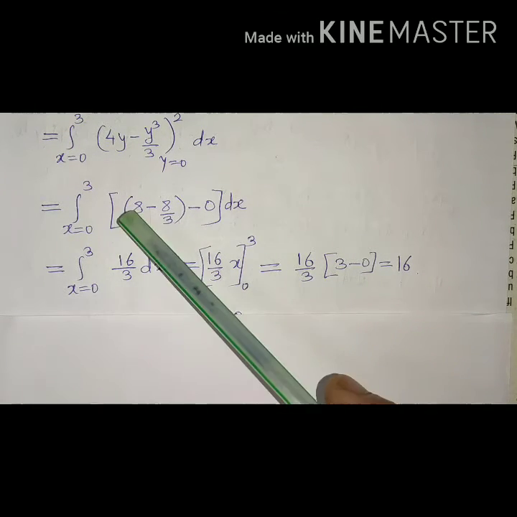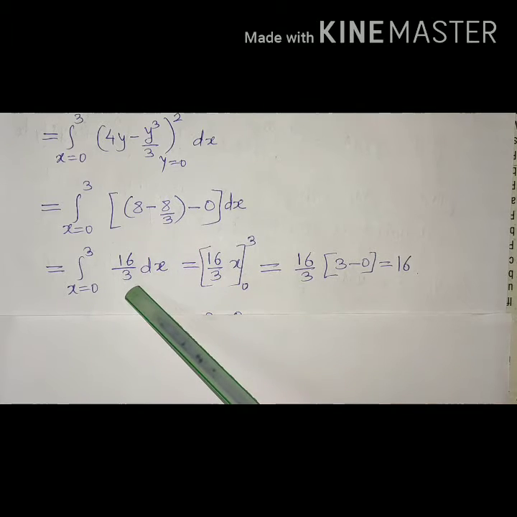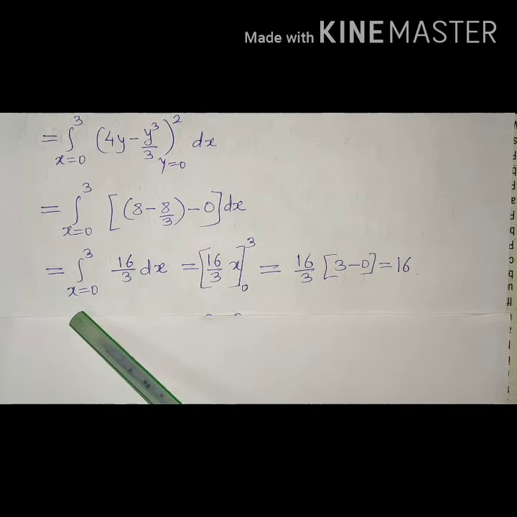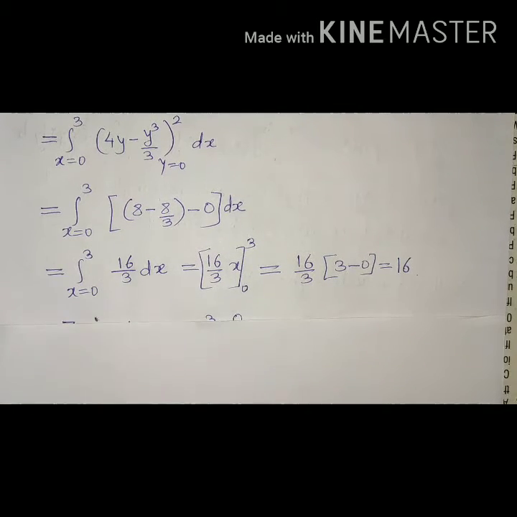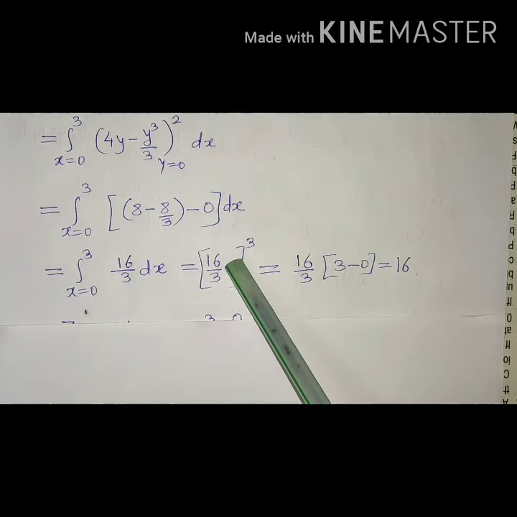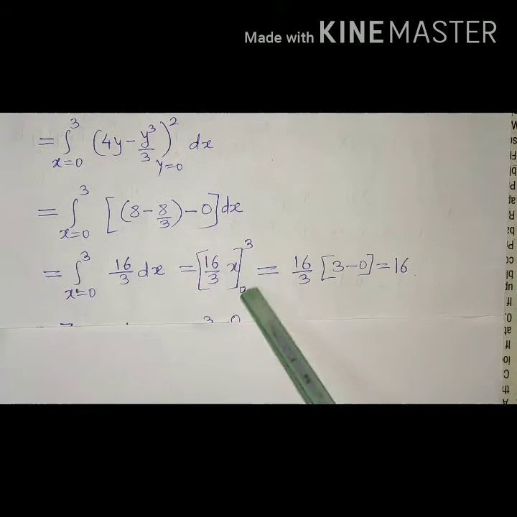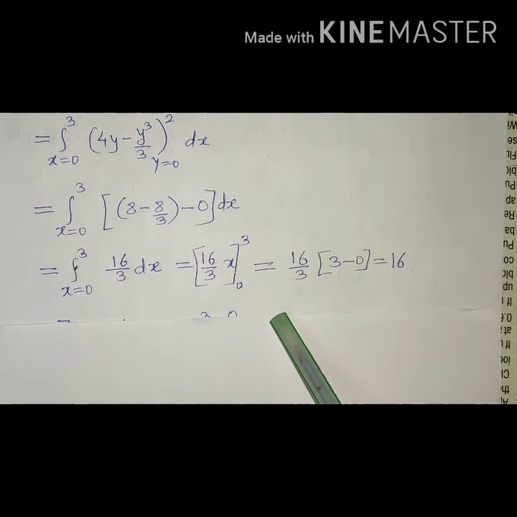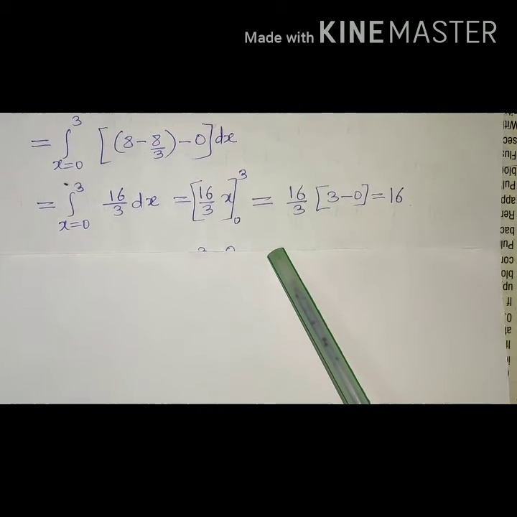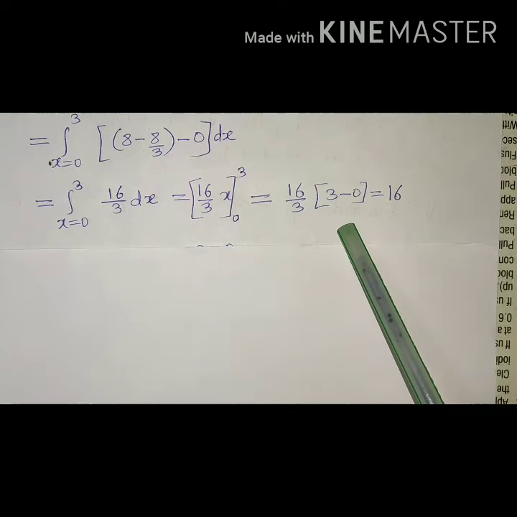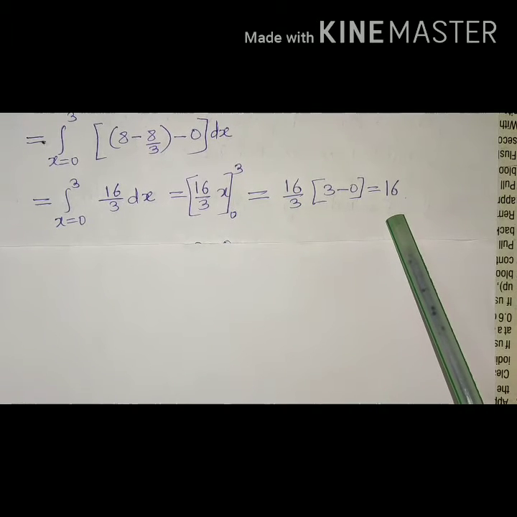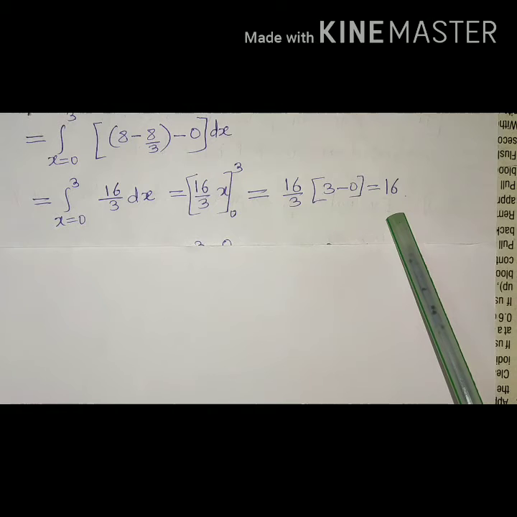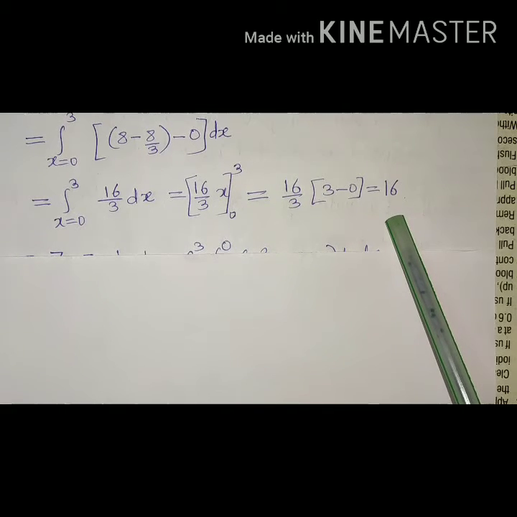equal to, we got 8 minus 8 by 3, which means 16 by 3, and we are integrating it with respect to x from 0 to 3, which becomes 16 by 3 x within 0 to 3, which is equal to 16 by 3 multiplied by 3 minus 0, which is equal to 16. So the answer is 16, same as the earlier answer.